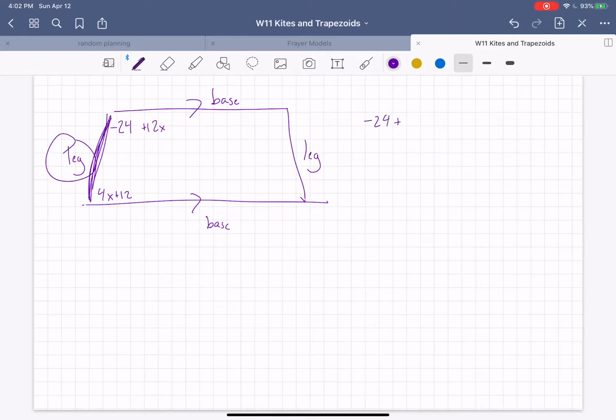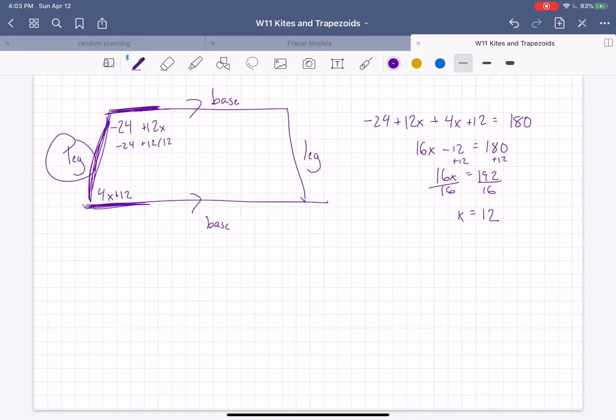So now we have the situation where the angles on the same leg are supplementary. So we can add these two together and set it equal to 180 because that's what supplementary means. And that's because we have the two parallel lines and they form that U. So we combine like terms. We have 16x minus 12 equals 180. We combine like terms by adding 12 on both sides, get 192, divide by 16, so we get x is equal to 12. We then want to actually figure out these angles, so we plug them in. 24 plus 12 times 12. So up here, that would be negative 24 plus 144. So we get, is that 120?